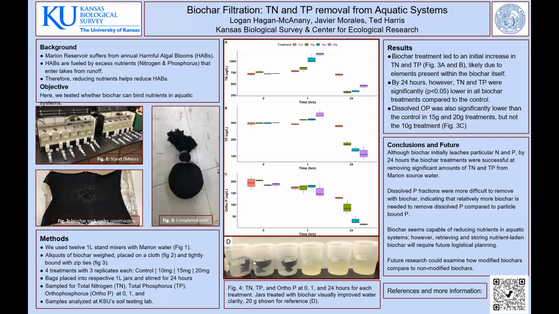You can see that over here. We have the controls at 24 hours and then 20 gram biochar treatments at 24 hours. And if you can make it out, the 20 gram treatments are significantly clearer than the controls were.